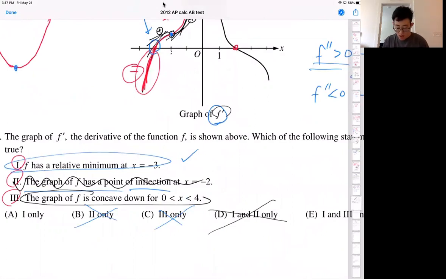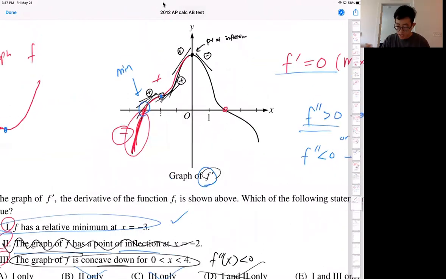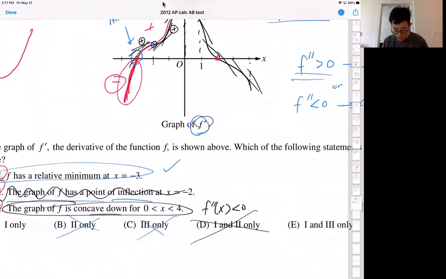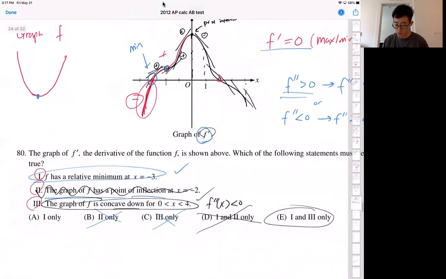The graph of f is concave down between 0 and 4. Now remember, for concave down, it means the second derivative has to be negative. But I think it's quite clear between 0 and positive 4, all of your tangent lines just go downhill. It's a negative slope when you draw tangent lines. So yes, it will definitely be concave down. So the answer here is going to be E for this one.